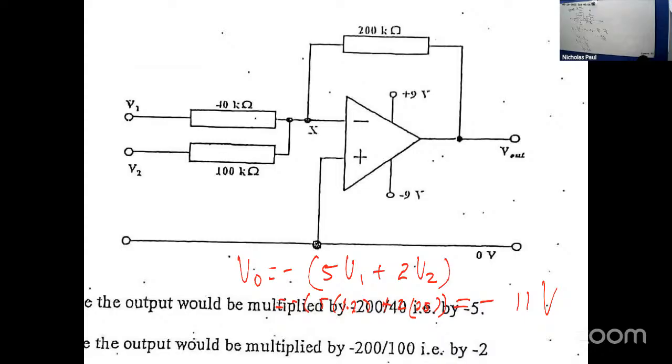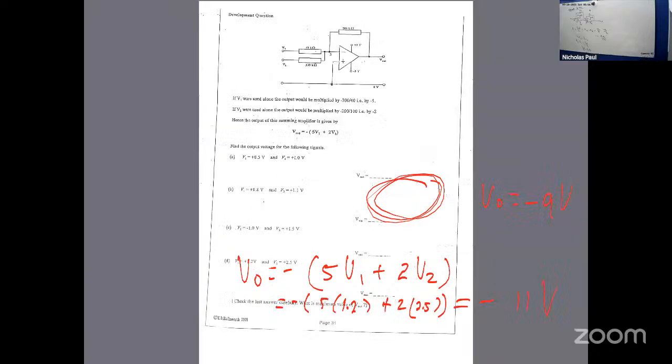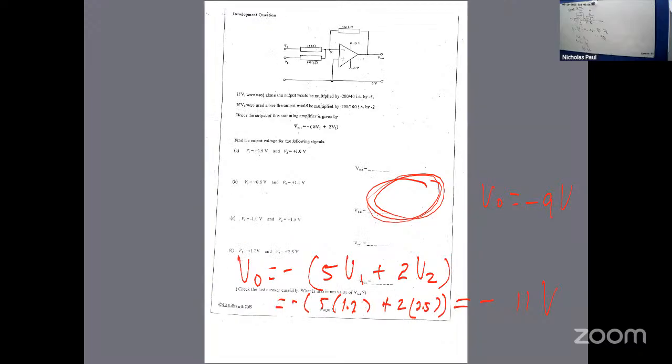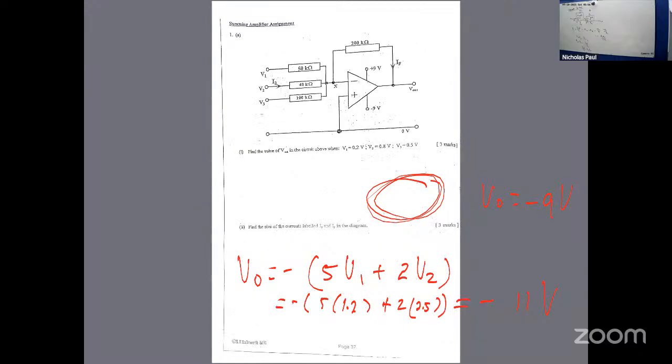Oh, it's outside the limit. Outside the limit, right? So that's saturation. So what would the answer really be? -9. That's okay? It's outside the limit, so it will now be -9. Everybody okay with that? Any questions there online? All okay? All right.